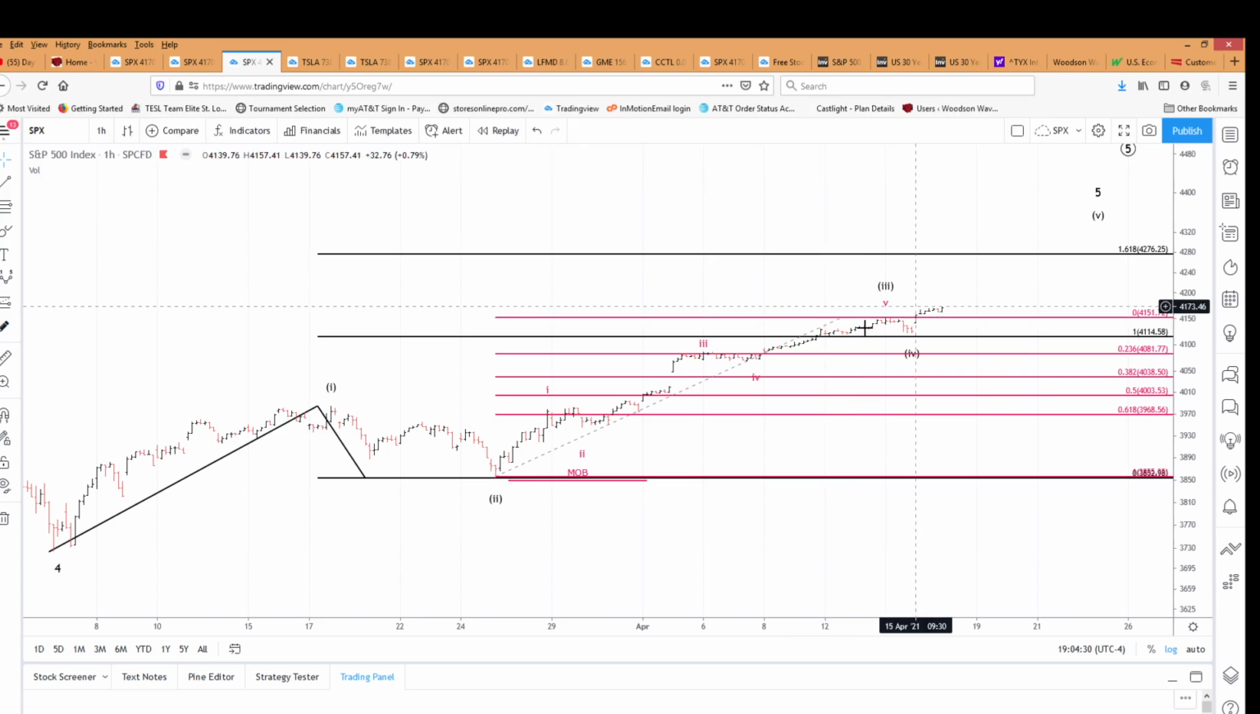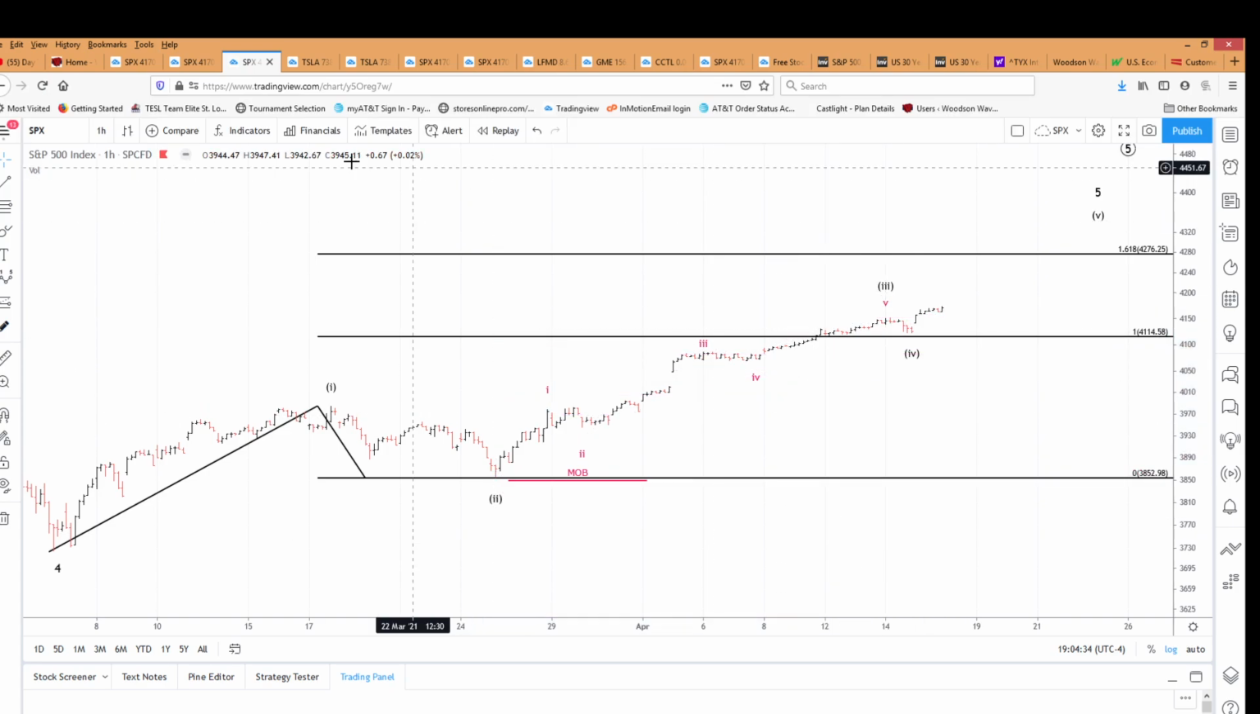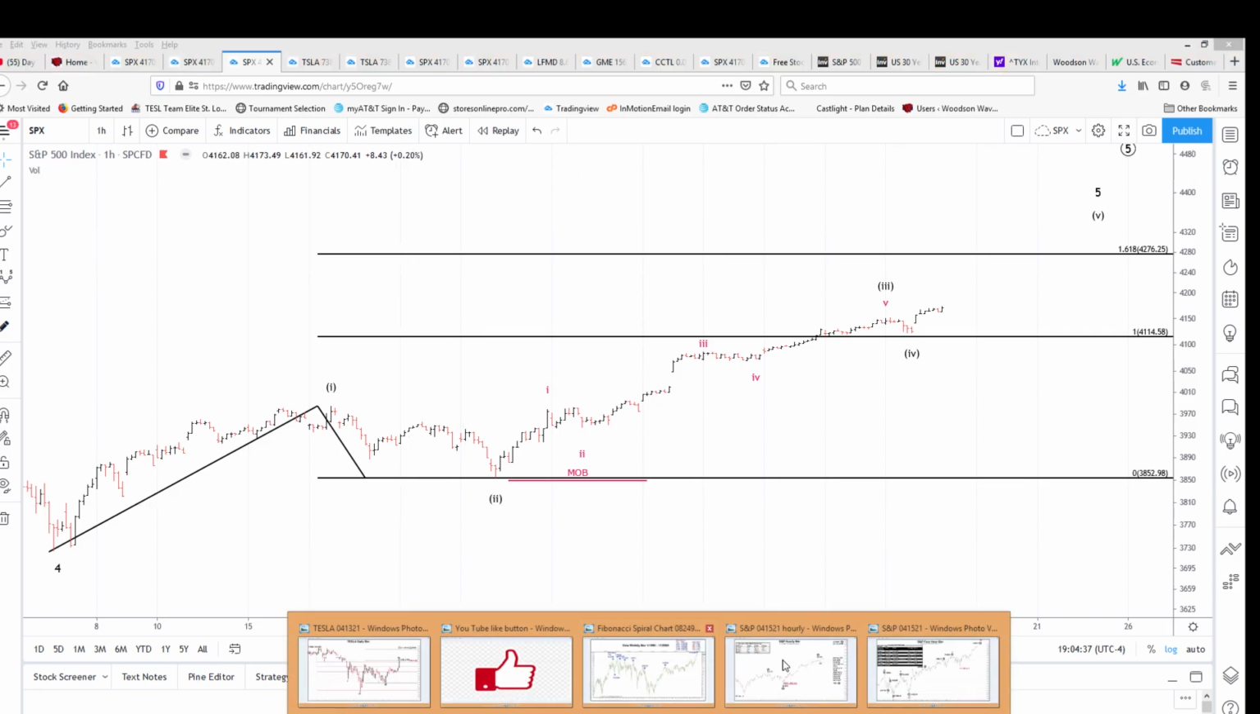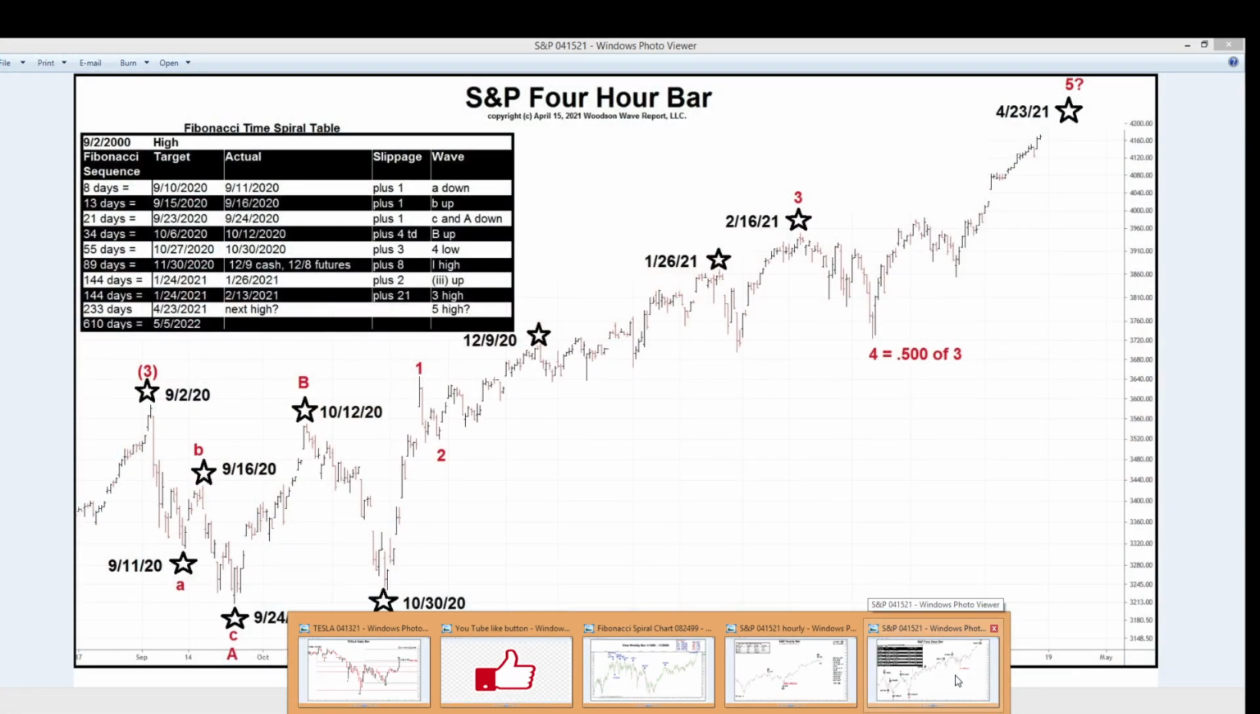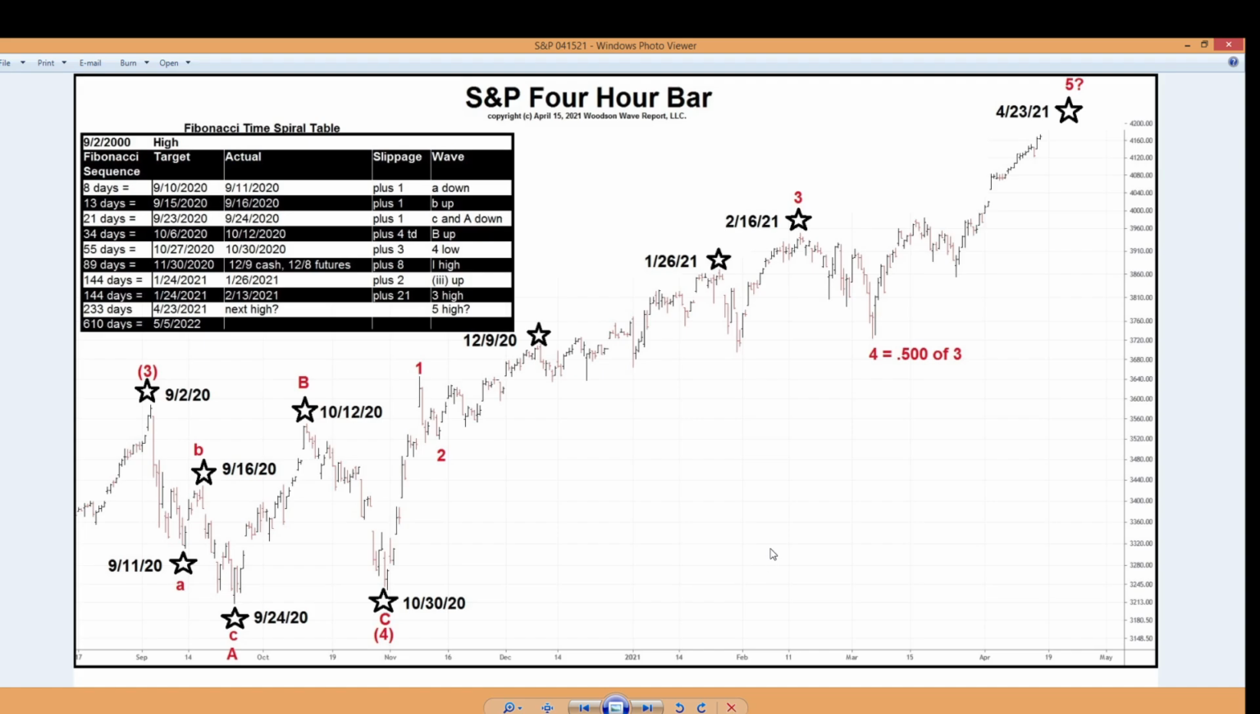Okay, so let me get rid of that, and I want to show you guys some very interesting things here. Let's go to this time spiral, because this is all going to tie in. I got to set it up here, but the September 2nd high of 2020, I put in a Fibonacci time spiral, and it started calling alternating low, high, until it got to the 4th wave low, and now it's calling all of these highs. And why do I bring that up? Because this isn't the high.